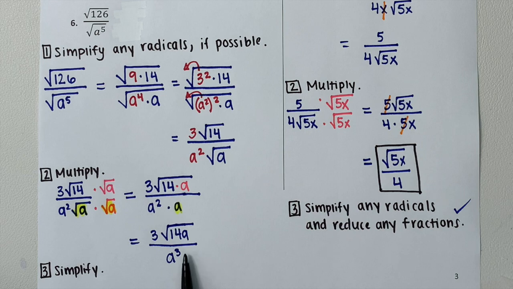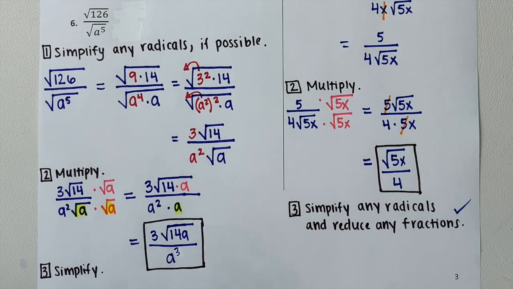We've rationalized the denominator, meaning that we've written the problem so that there is no square root in the denominator. For step 3, you want to check to see if you can simplify your answer any further, but this answer cannot be simplified any further. So this is our final, fully simplified answer.